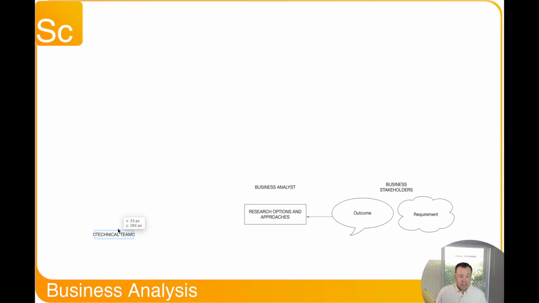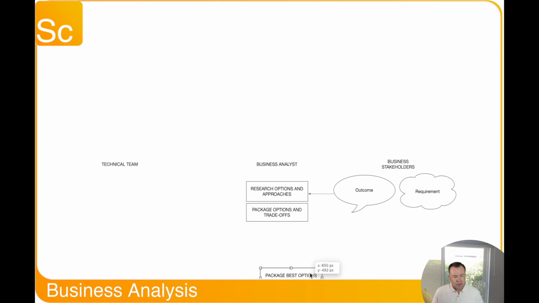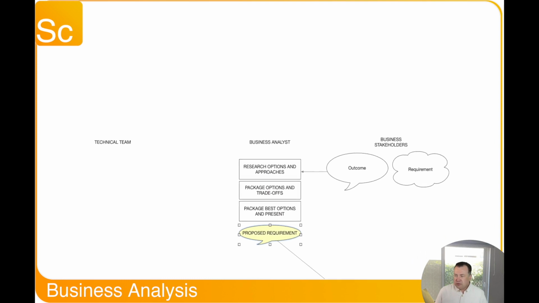They will also have to take that information across to the technical team at some point in order to be able to understand what the technical choices are and what the constraints are with the technology that's currently employed in the company. However, this business analyst then can take these various outcomes from the research that they've done, package those into options and trade-offs, really make some choices about what are the best options, choices and trade-offs that they can make, and come up with something I'm calling a proposed requirement.